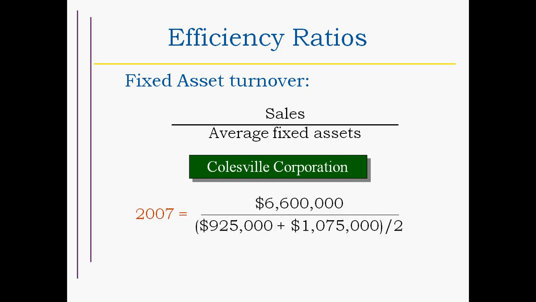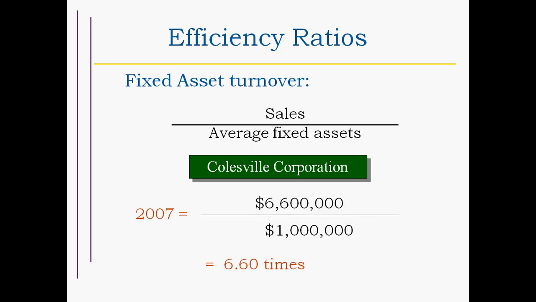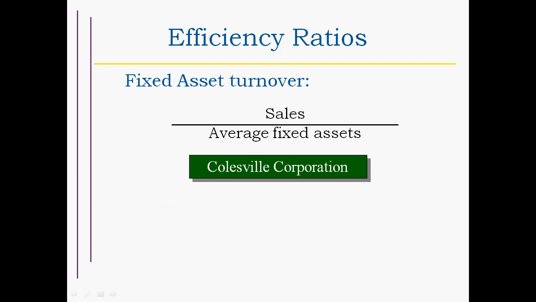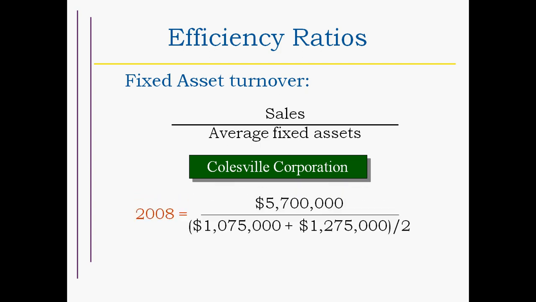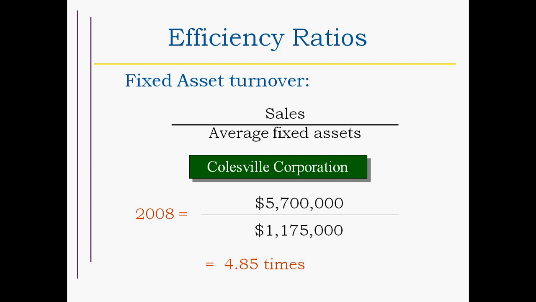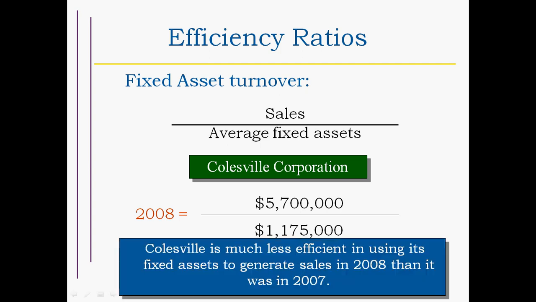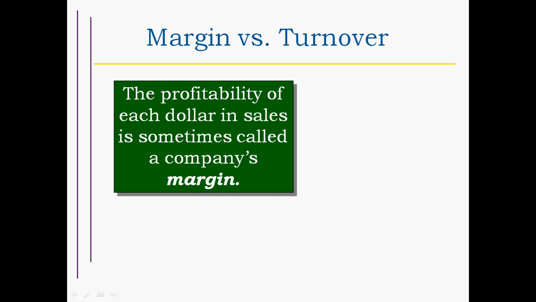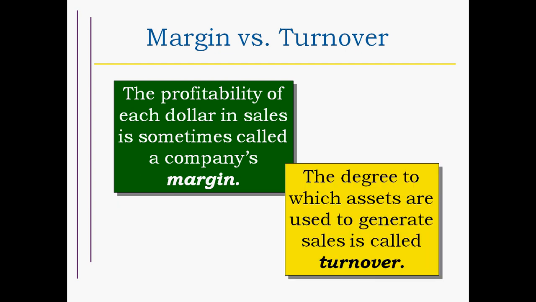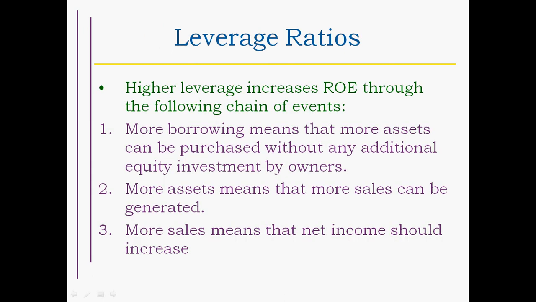Now fixed asset turnover is 6.60 times, and in 2008 it is 4.85 times. So you can see the corporation is less efficient in using fixed assets in 2008. Margin versus turnover: profitability of each dollar in sales is sometimes called a margin, and the degree to which assets are used to generate sales is called turnover.